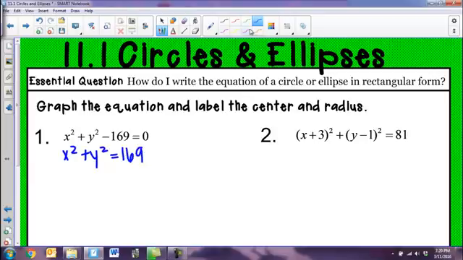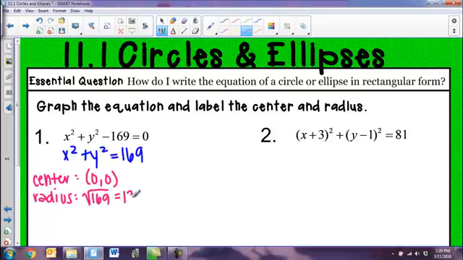And so if there is nothing going on in parentheses with your square, that means that your center is going to be at the origin at (0, 0). I'm adding and subtracting nothing into those two expressions. Now your radius is just going to be the square root of that number that's all by itself. And this one happens to be a nice one, that's equal to 13.